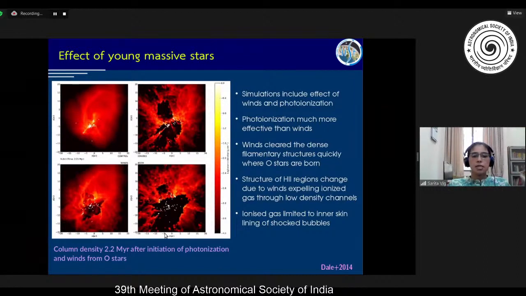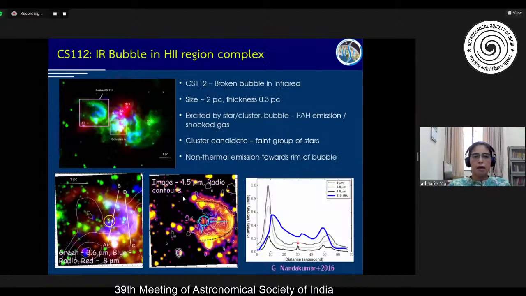So if one combines the two, this is what one gets: one is able to clear the surrounding interstellar medium, and the effect from photoionization is much more than that from the winds. And one can also see the filamentary structures here in the cloud, which are ubiquitous and have been observed in many star forming regions. Now, this is one of the studies that we had done towards an H2 region complex, and I will just talk about one particular small region here. I will not talk about the entire thing.